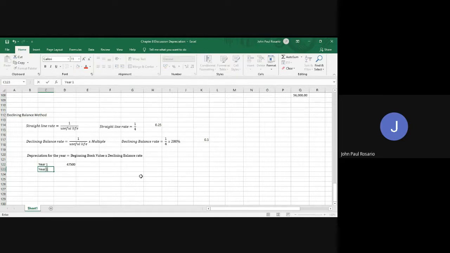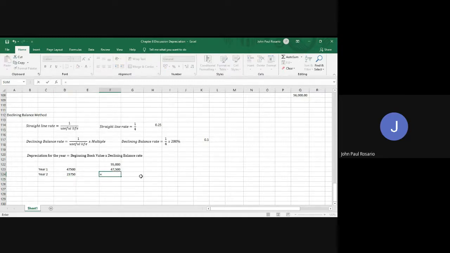Okay. For year two, we have to know muna the ending book value of year one. It's like we're already building our table anyhow. So 95,000 less this one. For year two, our basis would be the beginning book value and multiply again by our depreciation rate.